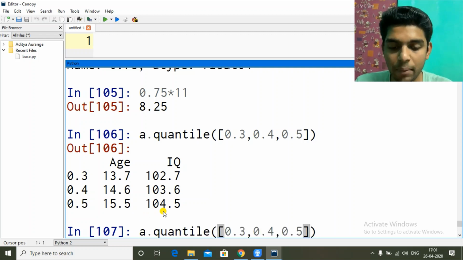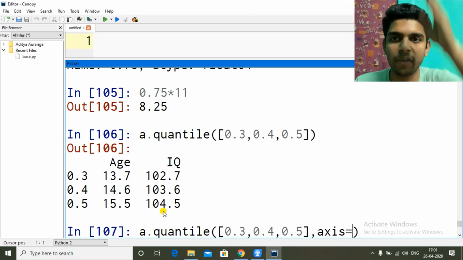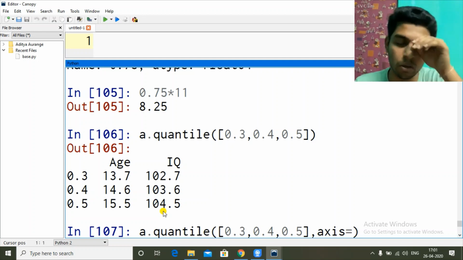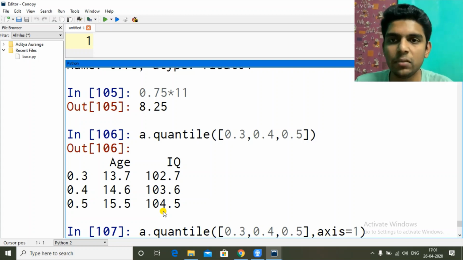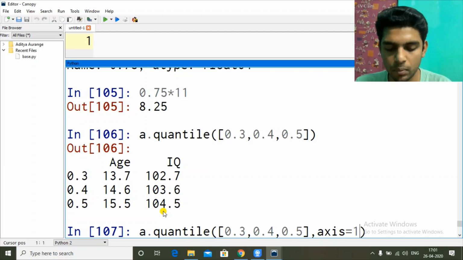Okay. So same here, this one also has the axis property. Equal to default is 0, so it is finding column wise. So for age we found quantile values, for IQ we found quantile values. If we give axis as 1, axis equal to 1 means horizontally, so you find quantile row wise. In a row we have 2 values only, one for age and another for IQ: age, IQ, age, IQ. So it will give me the row wise quantile value.